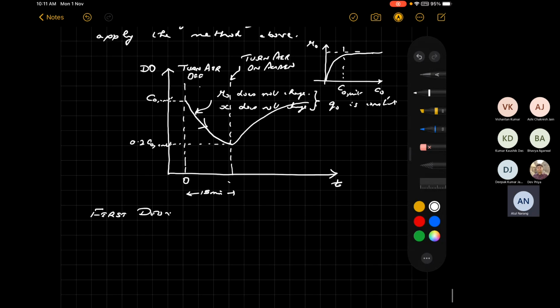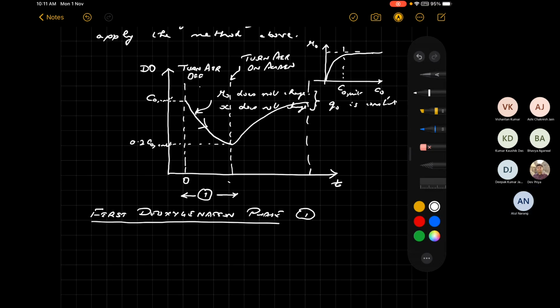Now, the first deoxygenation phase refers to this period, the first 15 minutes. This is phase 1, and this is phase 2. Phase 1 is about, I don't know, 10-15 minutes, depending upon conditions, and this is another maybe 10 minutes or smaller.